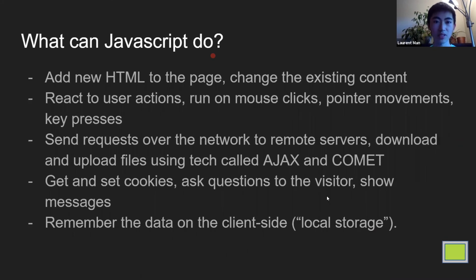Okay, next page. So what can JavaScript do? It can add new HTML to the page and change the existing content. It can react to user actions, running on mouse clicks, pointer movements, and key presses. This comes into the Krunker idea, right? When you press a key, you can adjust where your mouse is aiming, or decide what should happen if you press a certain key.